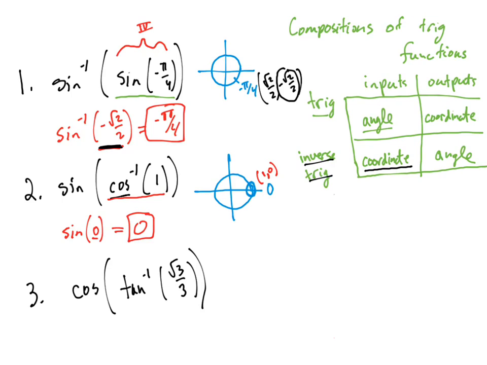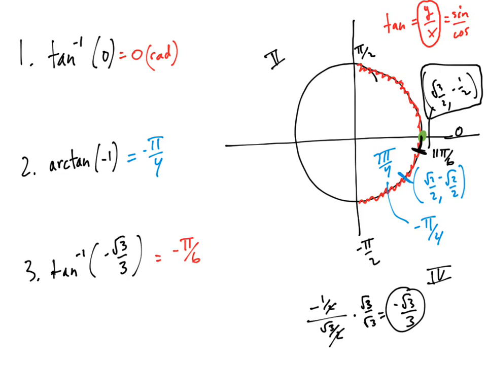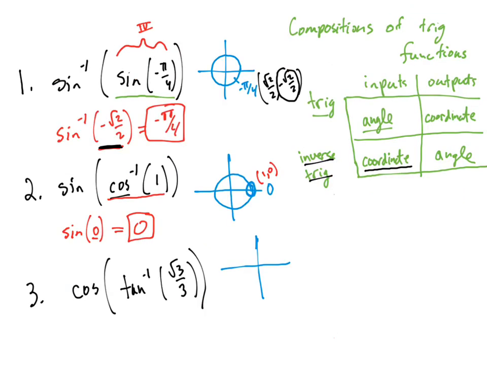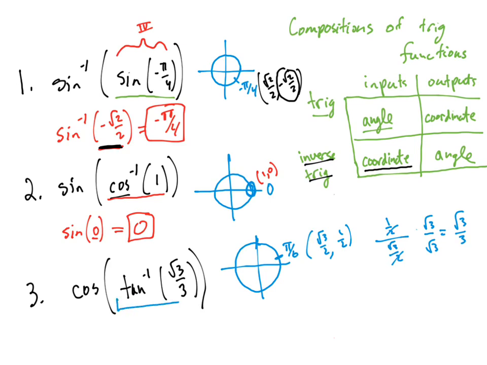All right, lastly, we have cosine of tangent inverse of root 3 over 3. Well, we already found tangent inverse of negative root 3 over 3. So let's do tangent inverse of root 3 over 3. That's going to occur at this position, which is pi over 6. Those coordinates are root 3 over 2, comma 1/2. When we do y over x, the 2's cancel, multiply the top and bottom by root 3, we get root 3 over 3. So tangent inverse of root 3 over 3 is going to be pi over 6.